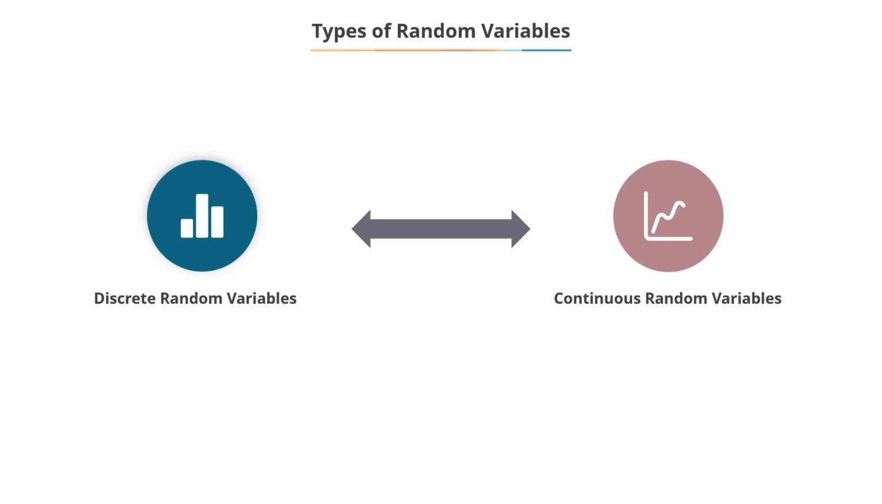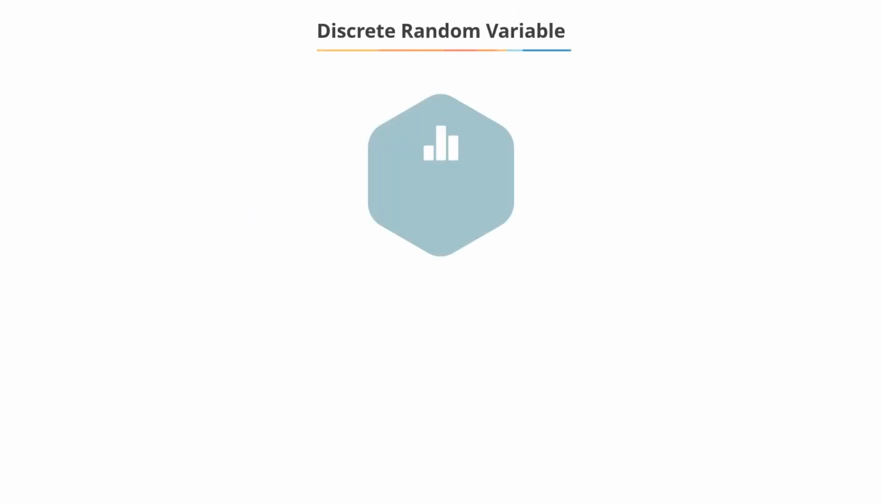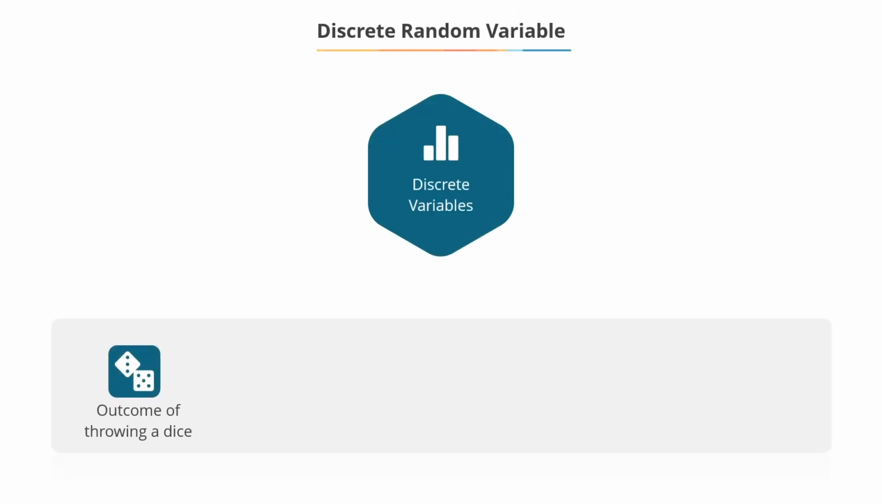A discrete random variable is the result of a chance event and takes only selected values in a certain range, whereas a continuous random variable takes any value in a certain range. The outcome of throwing a dice is a discrete random variable.